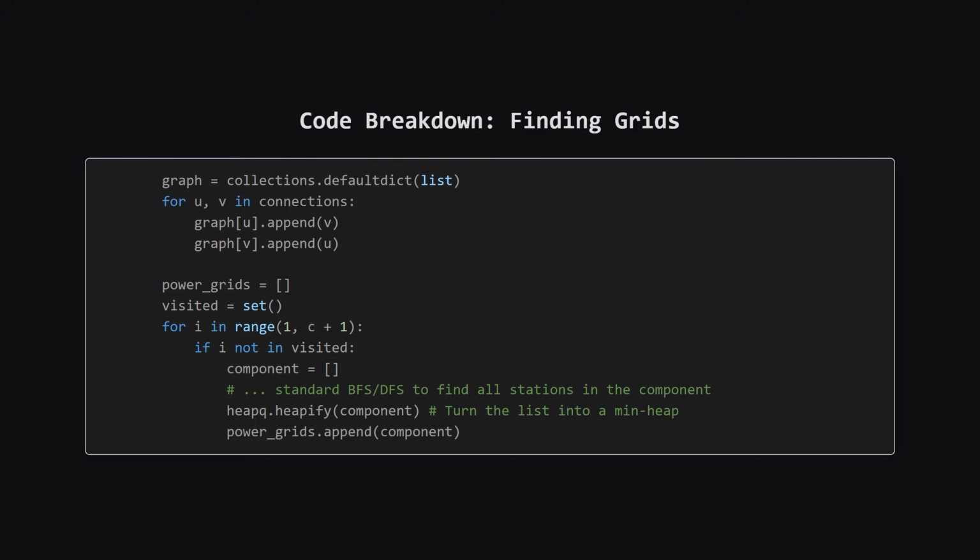The first step is all about understanding the grid structure. We build a standard adjacency list to represent the graph. Then, we loop through every station. If we find one we haven't visited yet, we start a traversal, like a BFS, to find every single station connected to it. This group of stations is one component, or one grid. We gather all the stations in that component into a list, and immediately turn that list into a min heap, which makes finding the smallest one super fast. We repeat this until all stations belong to a component.